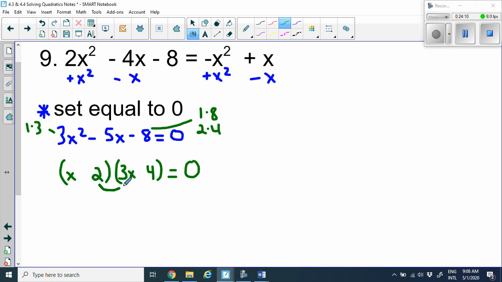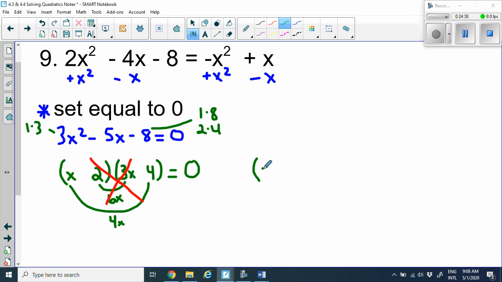So I do 2 times 3x, that gives me 6x. And then x times 4, that gives me 4x. Well, if I added or subtracted these, there's no way I can get my middle term of 5x. So that does not work. Okay, now let's switch our 4 and 2.